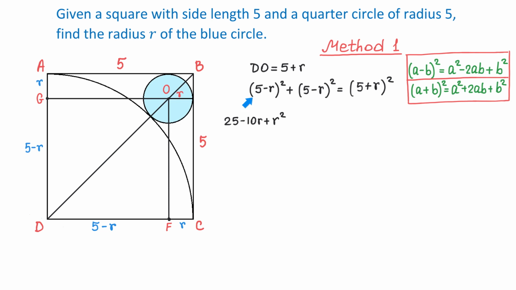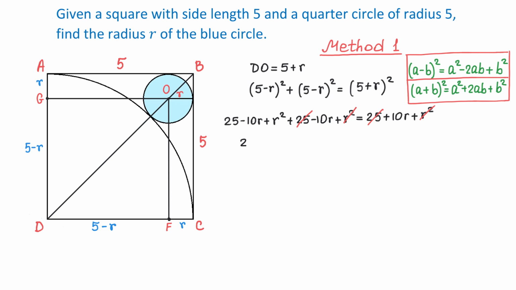We could also remove these parentheses by using FOIL. Next, we will have another 25 minus 10r plus r squared. Then to the right, (5 plus r) squared is 25 plus 10r plus r squared. Now let's cross out 25 on both sides and r squared on both sides. From here, we will move 10r to the left.